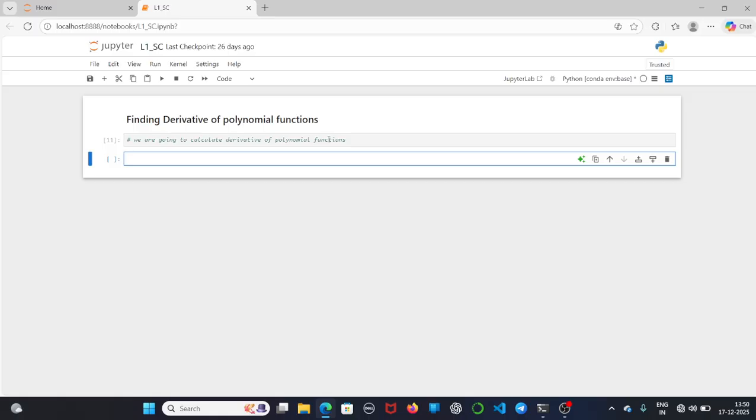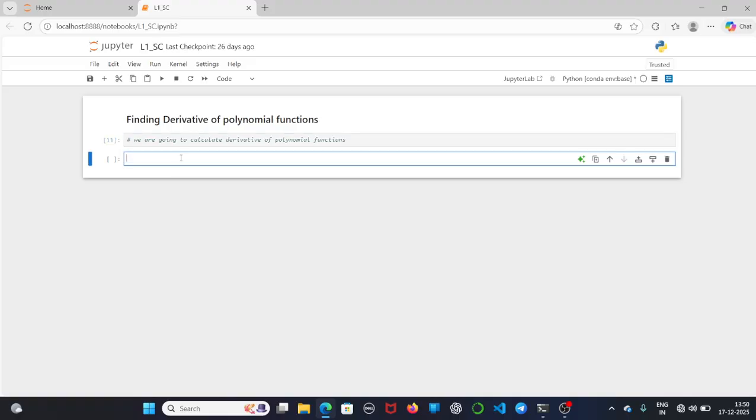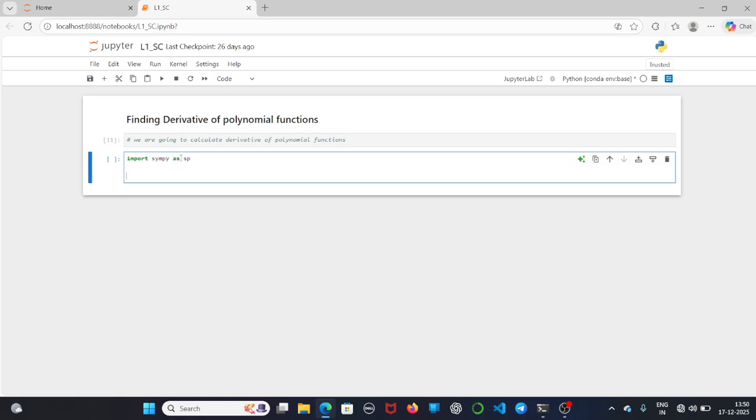Now, we are going to write 4 to 5 programs in this lecture. The first Python program we are going to write is to calculate the derivative of polynomial functions, right? So we are going to import the SymPy library of Python, and we are going to write every code in Python.